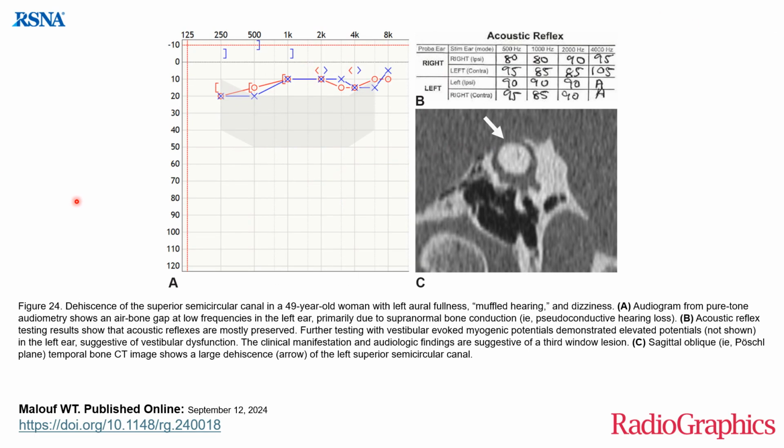This is a case of a 49-year-old woman who presented with muffled hearing, dizziness and left aural fullness. On audiogram we can see there is an air-bone gap at lower frequency due to supranormal bone conduction, suggestive of pseudoconductive hearing loss. Acoustic reflex was preserved in this patient, suggestive of a third window lesion. And CT image in the oblique projection demonstrates a focal bony defect of the left superior semicircular canal, suggestive of bony dehiscence of the left superior semicircular canal, which matches what we see on the audiogram pattern.